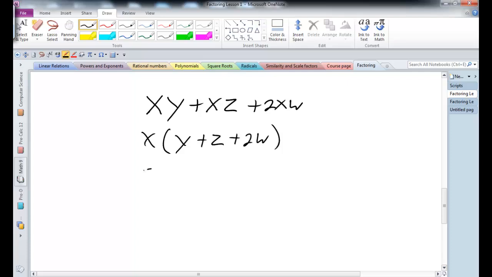Now let's try 5ab plus 15bc plus 10bd. You can see the common factor is 5b. If we divide 5b out of each term and write it as a product of factors, we have 5b times a plus 3c plus 2d.